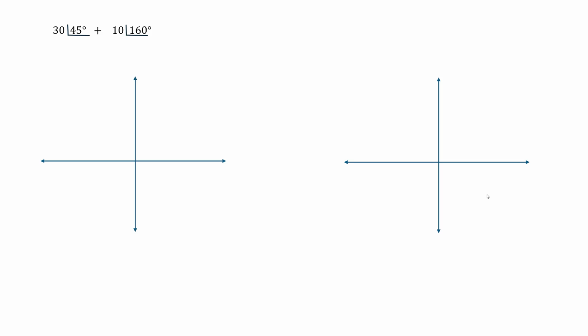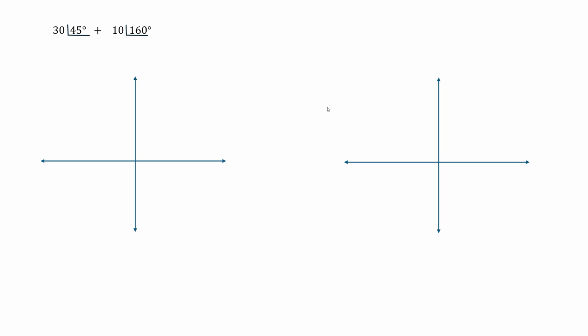Okay, now we want to add these two vectors. They are written in polar coordinates, and we can't add them in polar coordinates, so we have to change them to rectangular coordinates. And to do that, we are going to have to graph them so we can see what quadrant they're in and what their x and y coordinates are.